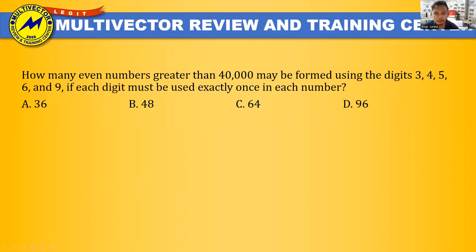Okay? So how many even numbers greater than 40,000 may be formed using the digits, okay, so 3, 4, 5, 6, 9, if each digit must be used exactly once for each number? Okay? So dito, no, so maglalatag lang kayo ng mga case. Okay, so una, so dalawa lang naman yung even. Okay, yung possible, para masabi kasi nating even, yung number, dapat yung units digit niya even.